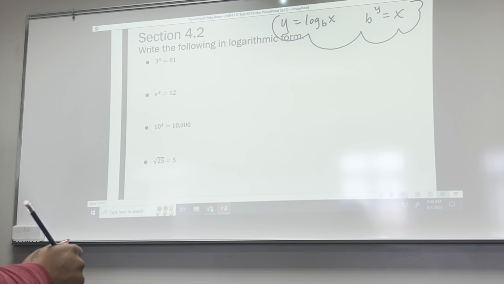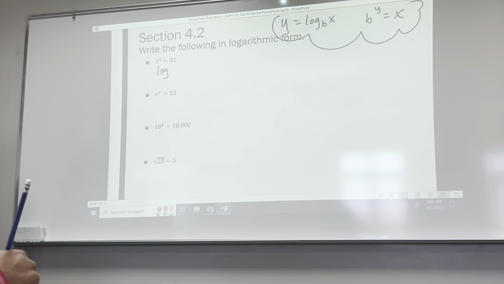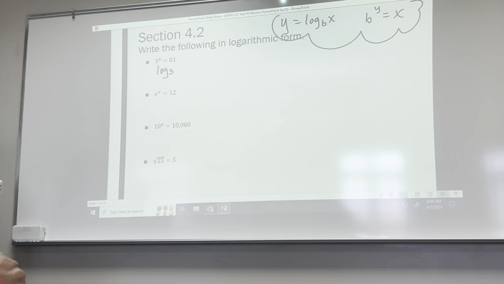Okay, the first one, I'm going to change it to log form, so it's going to be log to the base what? What's the base? What's being raised to the power? 3. The power is the 4, right? So log base 3 of 81 equals the power. Remember, an exponential expression is like 2 cubed. This is the base, right? This is the exponent. This is what it equals, which we also call the argument.